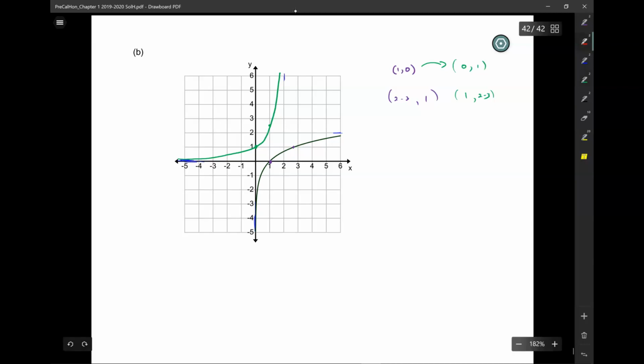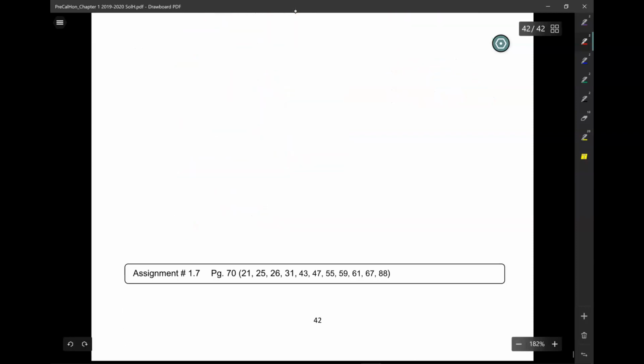Okay? And again, if you draw the line y equals x, you see that clearly one is mirrored into the other. All right, so that's that.